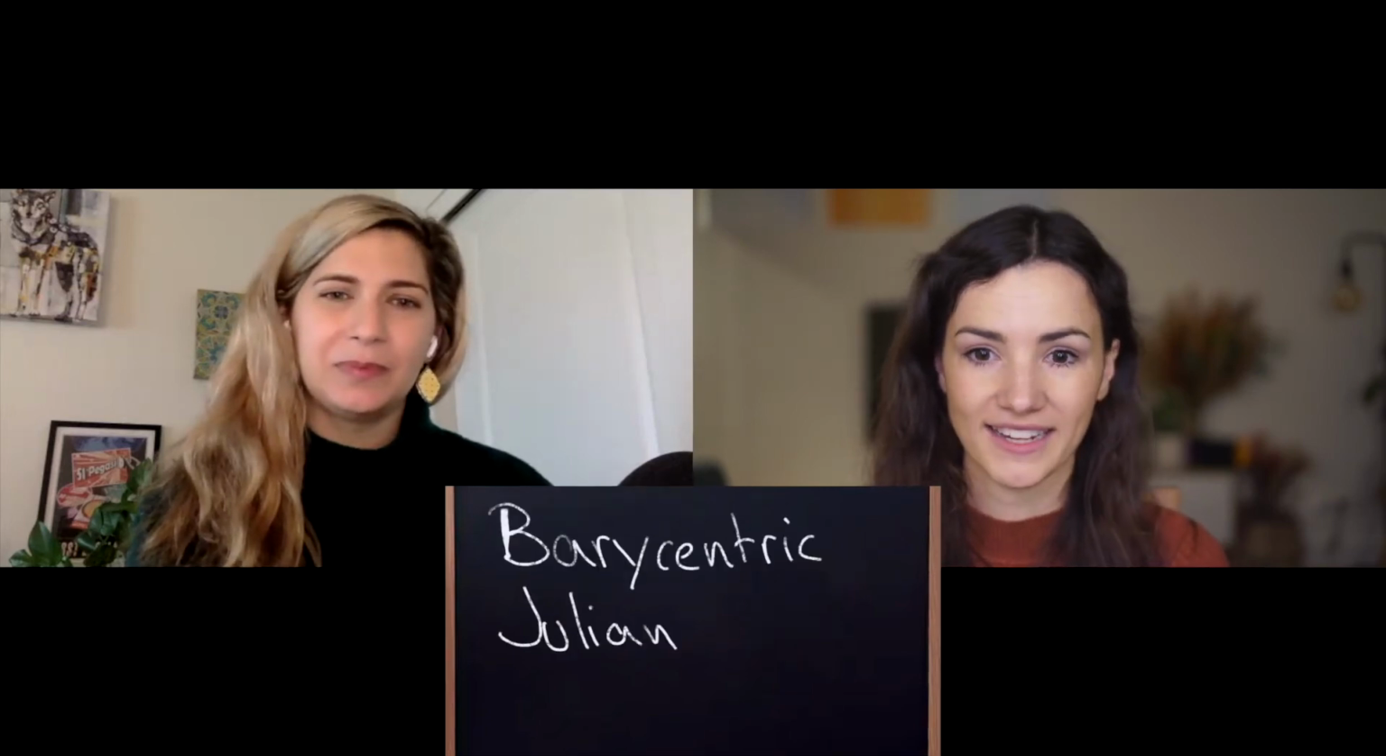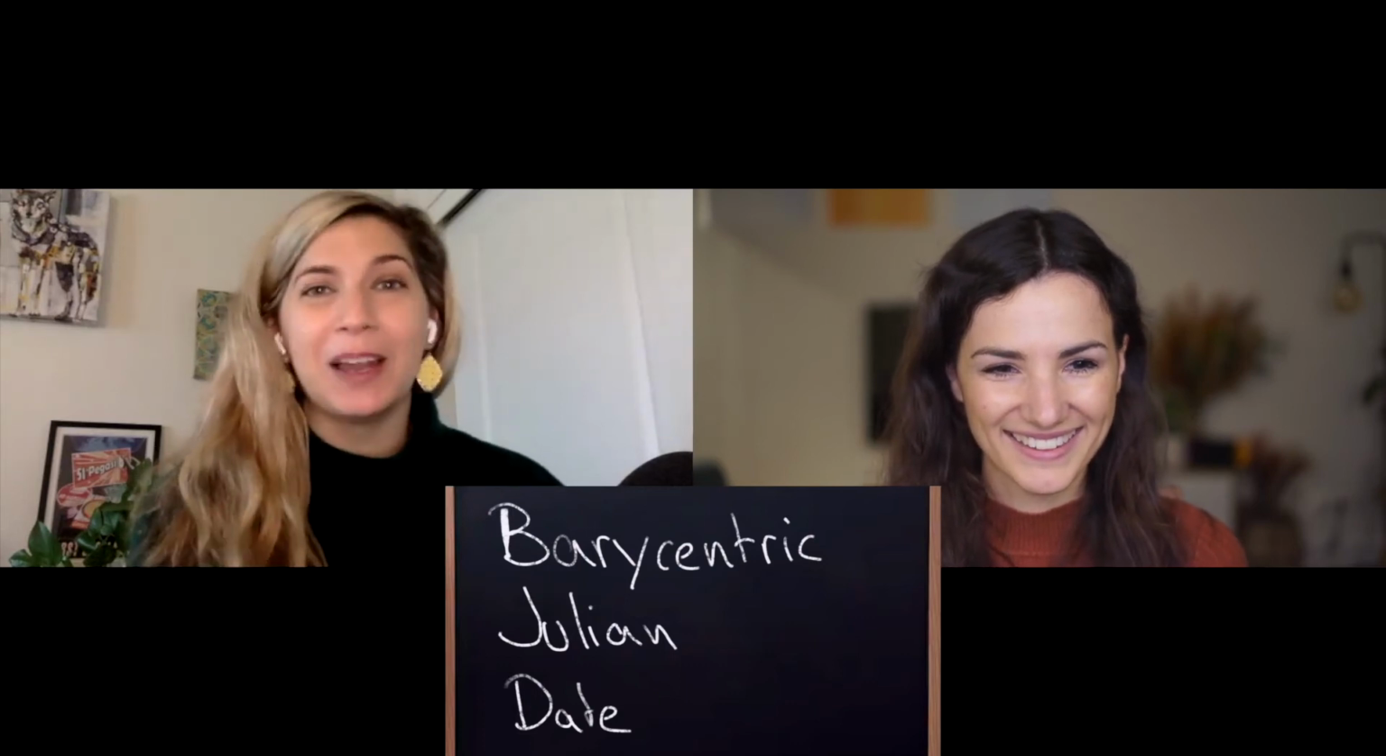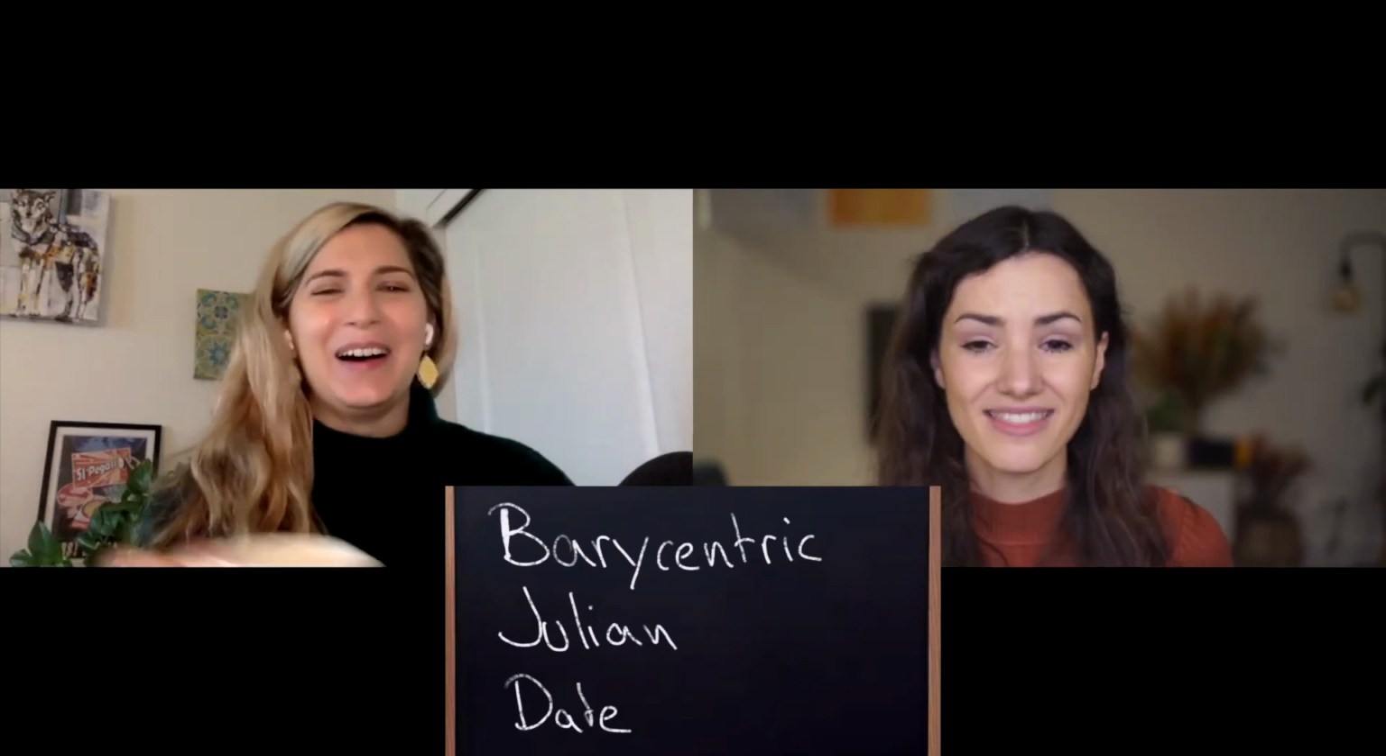All right, BJD, we've been using that on the axis of time. So it stands for barycentric Julian date. Of course, I want to say, oh, of course, but I had no idea. That was a really hard one.